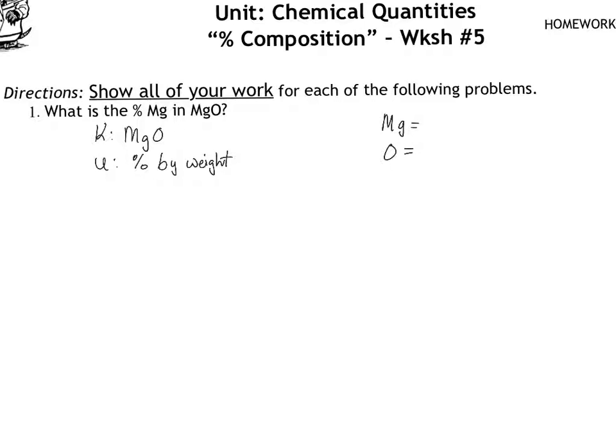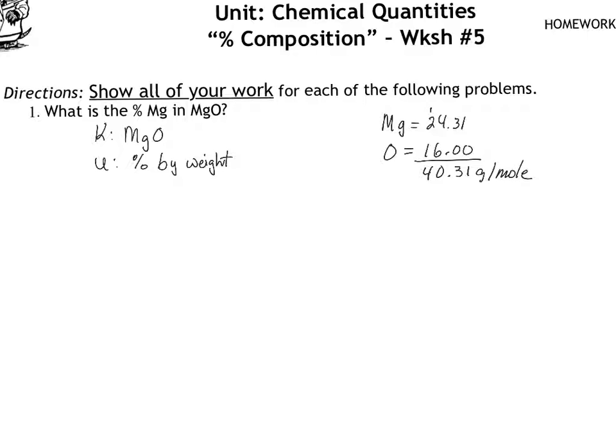The weight of magnesium on my periodic table is 24.31 and oxygen is 16.00. I have one of each of these, so all I need to do is add them up. So the weight of magnesium oxide is 40.31 grams per mole.